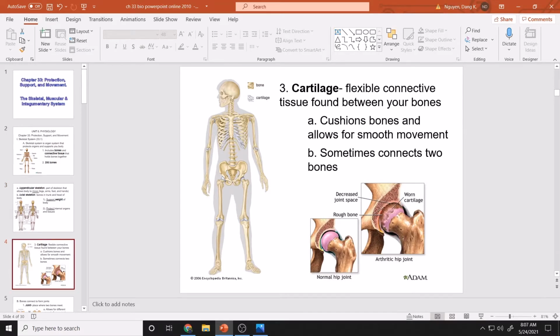Now you have something called cartilage, which is this really tough tissue that's found between your bones, and it just prevents two bones from grinding into each other. So I would imagine for people with arthritis or degenerative issues where the cartilage has been worn away, this condition is really painful because you get bones rubbing against each other. So it's supposed to serve as a cushion.